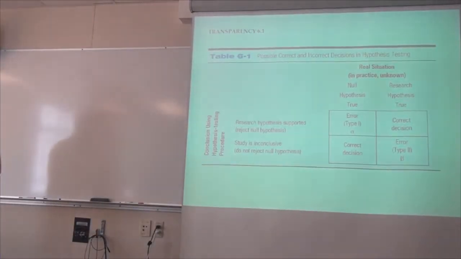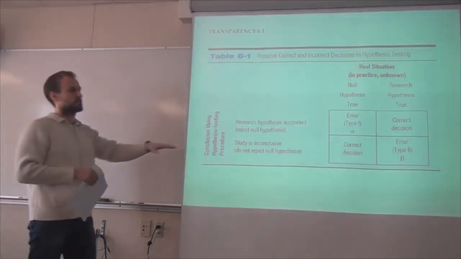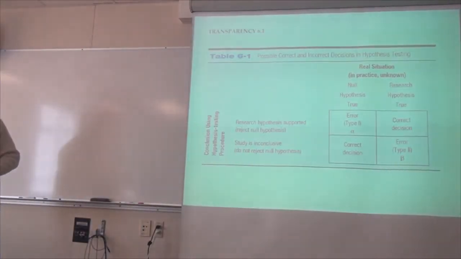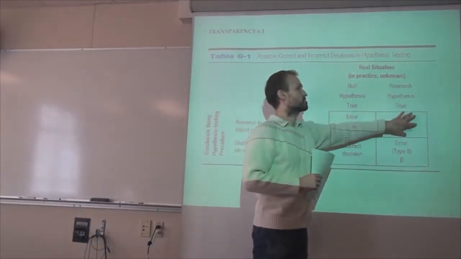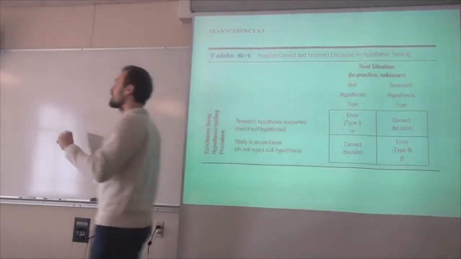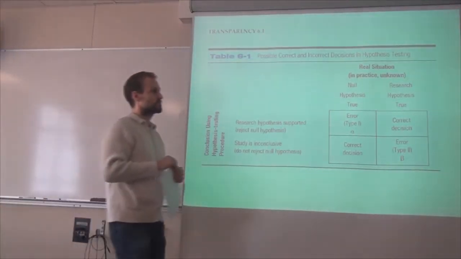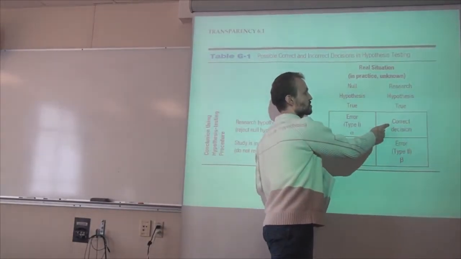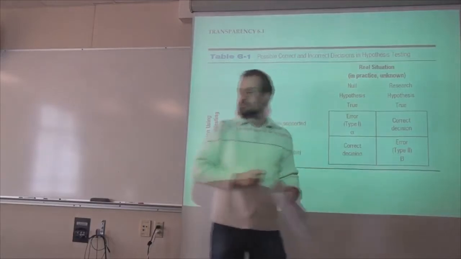So a type 2 error is when the research hypothesis is true. I'm supposed to reject the null, but I don't. That's a mistake. The power is going to be my chances of getting this square over here. If the research hypothesis is true, what are my chances of making the right decision? Correctly rejecting the null hypothesis when I should. So the power is going to be the probability of landing me in this square over here. The type 2 error is going to be the opposite of that.